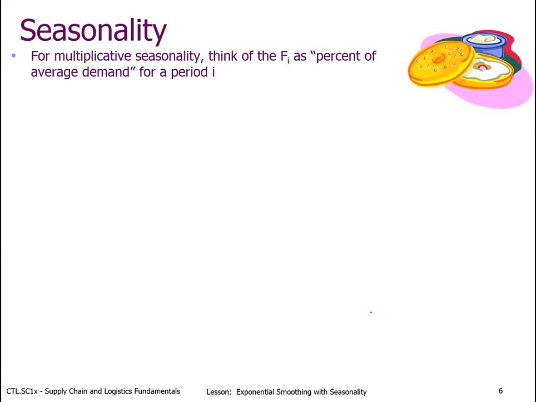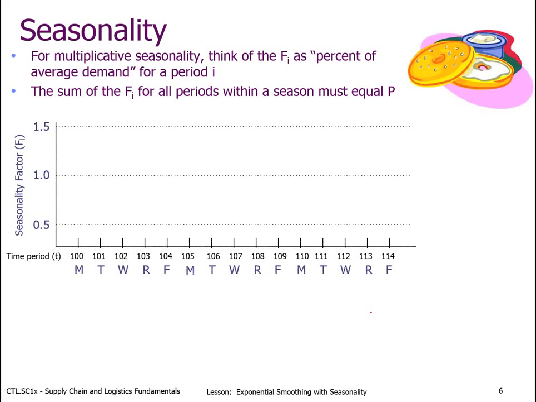Okay, so let's dive a little more because people get confused because of the nomenclature. The one thing that I think is helpful is to think about this multiplicative seasonality factor, this f sub i, as the percent of the average demand for that period i. And remember, the sum of all the f_i for all the periods within one season must equal p, which is the number of time periods within the season.